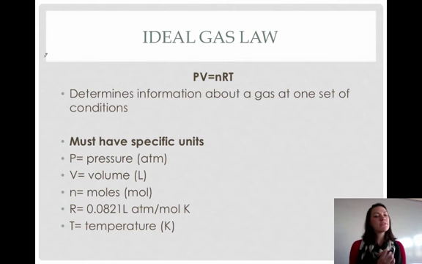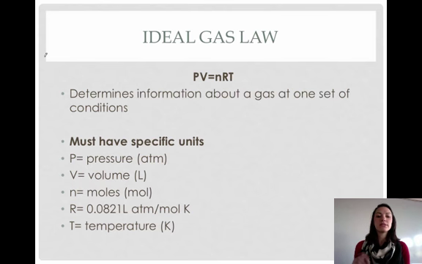So we have to use specific units when we're talking about the ideal gas law. For pressure, you have to use atm. Volume, we're going to use liters. We're going to use n to stand for moles. Temperature, we're going to use Kelvin. And R, that R value that's in there, is a constant, so it'll be the same number every time.